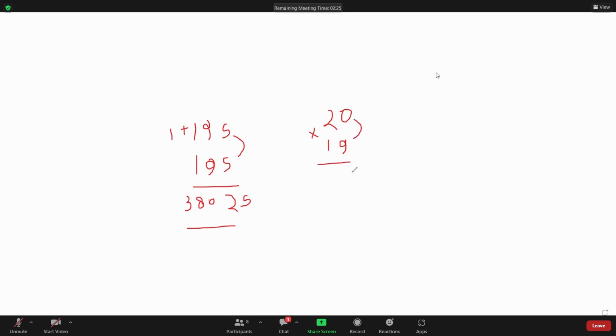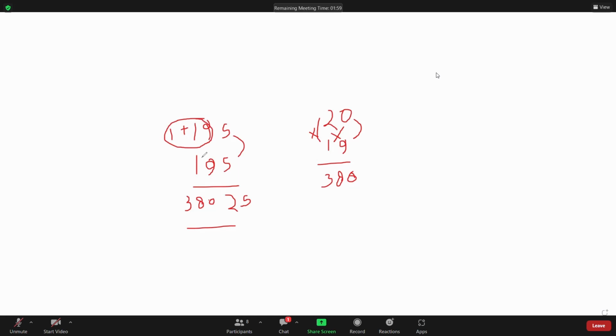Nine into zero is zero. Then 9 into 2 is 18. 18 plus 1 into 0, sorry, plus 0 into 1 becomes 0, right? So you write 8 here. Then 2 into 1 plus 1. We will add 19 plus 1, 20, we will use. Yes, every time you have to do that.